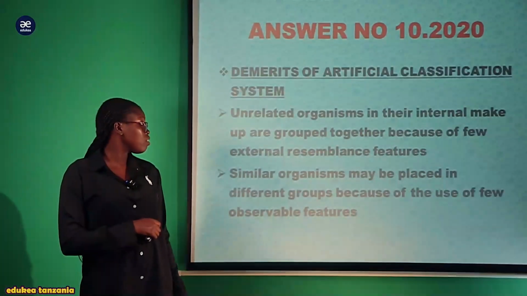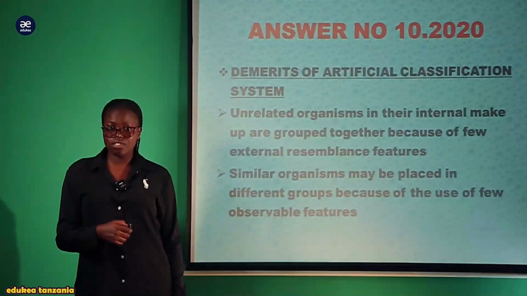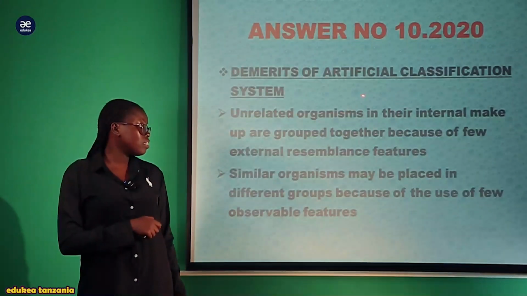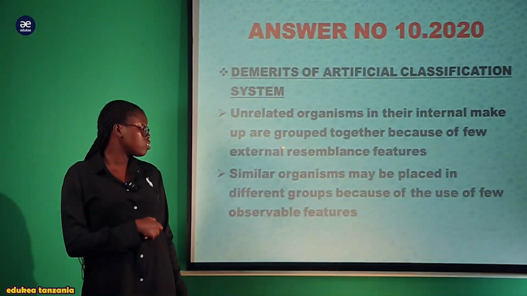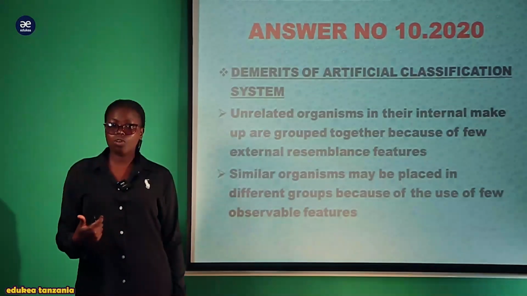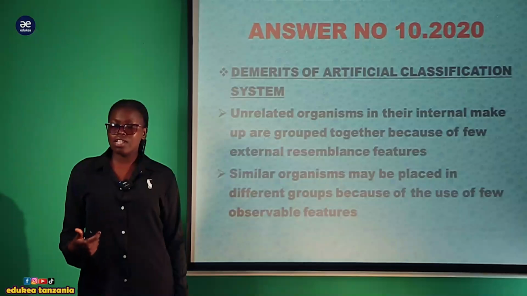And the demerit of the artificial classification system is that organisms unrelated in their internal makeup are grouped together because of a few external resemblance features. So it tends to group unrelated organisms into the same group.